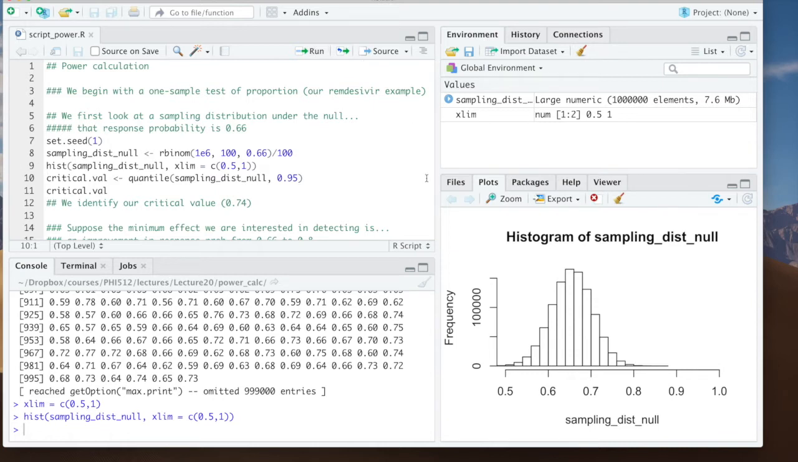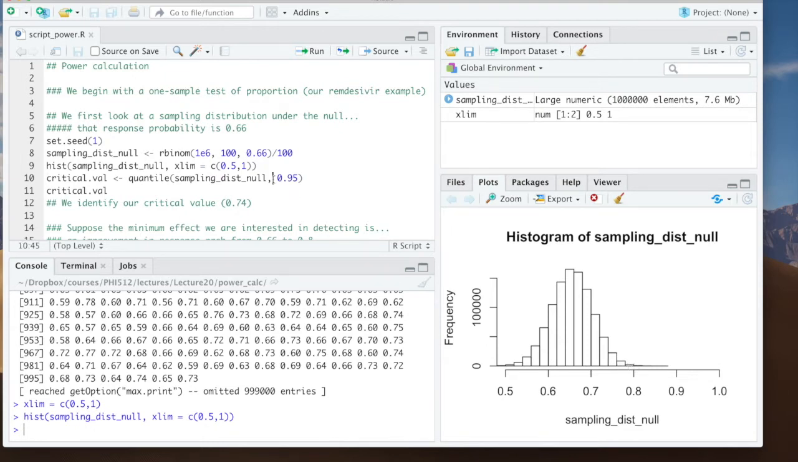So here we see, on average, about 66% of our patients respond, and we see, in general, somewhere between 50% of our patients and 80% of our patients responding in this null scenario where the response probability on remdesivir is 0.66. So again, using this, we can get our critical value for a test of this null hypothesis. Here we're going to use a one-sided test, and we're going to engage with a level of 0.05. So what we want is to find the cutoff such that only 5% of the histogram falls to the right of that cutoff.